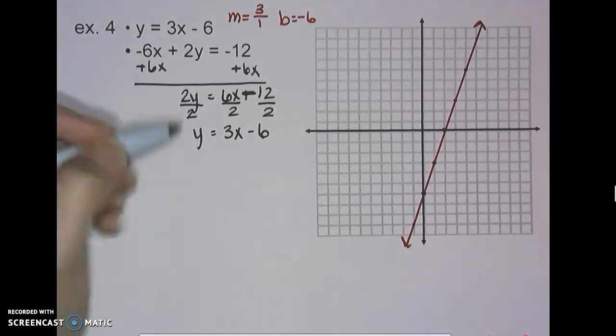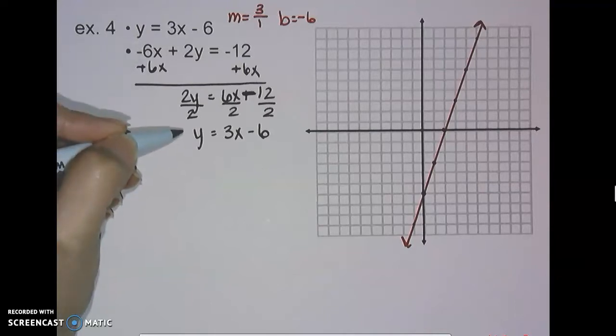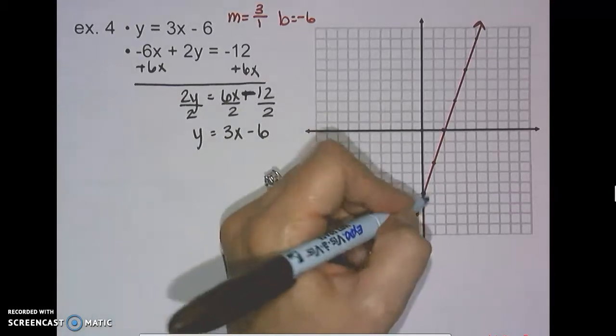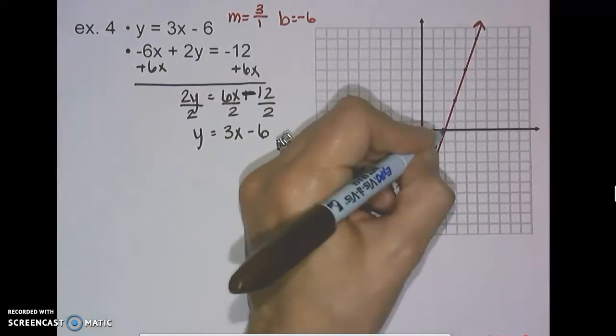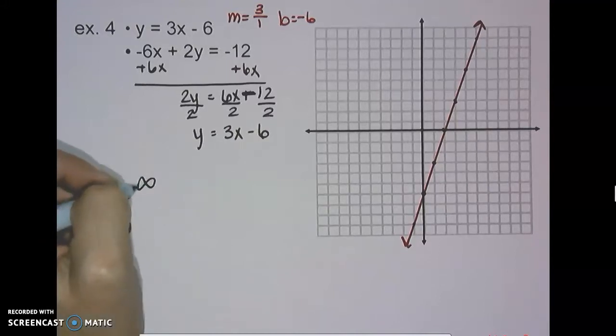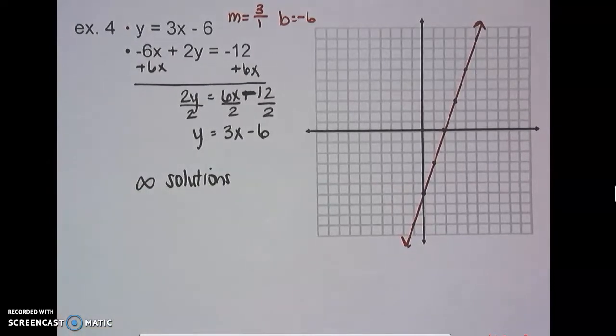Now what do you notice about this equation and the first one that we had? Well, they're the exact same thing. They have the same m and the same b. That means when I go to plot these, it's going to be the exact same points that I just plotted before, so they're just going to be on top of each other. They share every single point in common, so this would be infinite solutions. Okay, that's one of our special case situations that we're talking about today. Infinite solutions for that one.